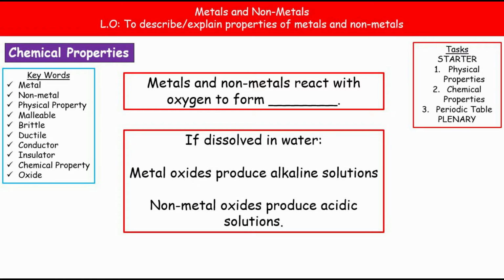Then what we find is if we take that compound that we formed and dissolve it in water, then we get 2 different types of solution. So the metal oxides are going to produce alkaline solutions, but the non-metal oxides will produce acidic solutions. So that's one of those key chemical properties that we find, is that metal oxides when dissolved in water produce an alkaline solution, whereas non-metal oxides dissolved in water produce acidic solutions. So make sure you've got those sentences written in your book. I'll leave these up for a couple more minutes for you.